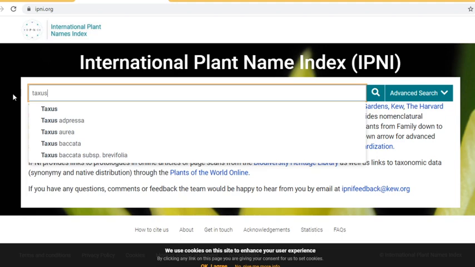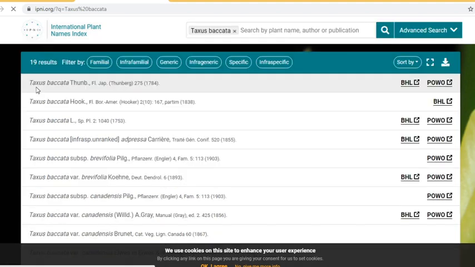It's loading, the internet is a bit slow. Now you look at this, Taxus baccata Thunberg. In the plant list, you have seen that this was written as an illegitimate name. It was published in 1784. Flora Japonica was the name of the journal or book. We have to find that out from here. View the prologue in BHL.